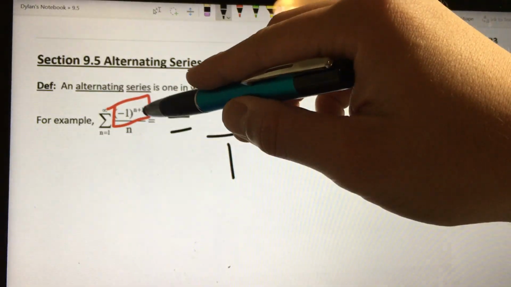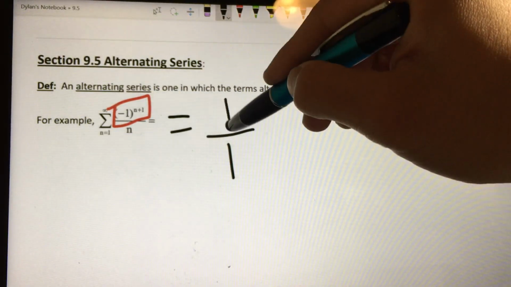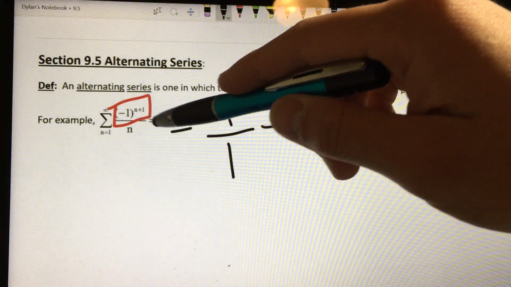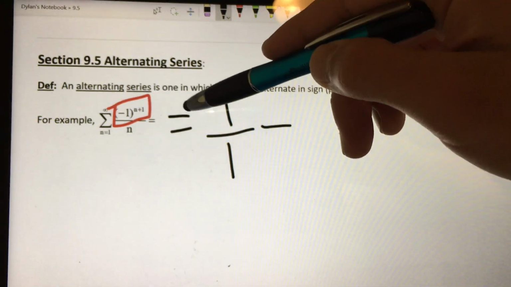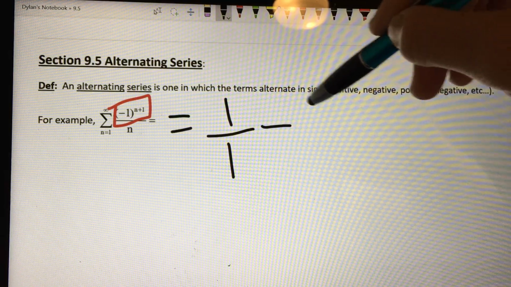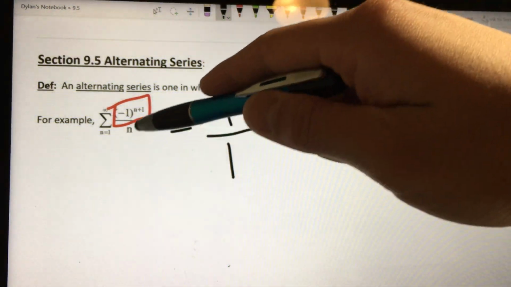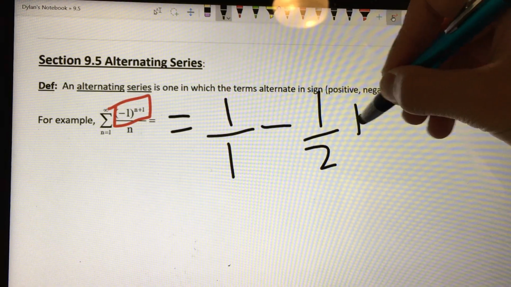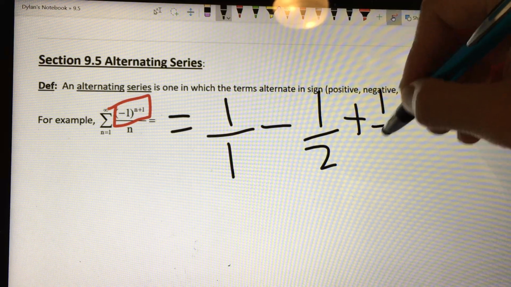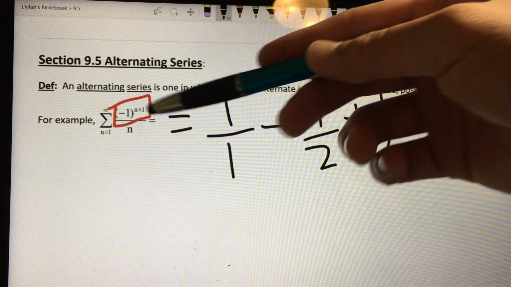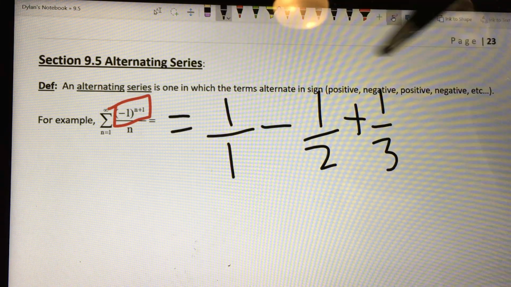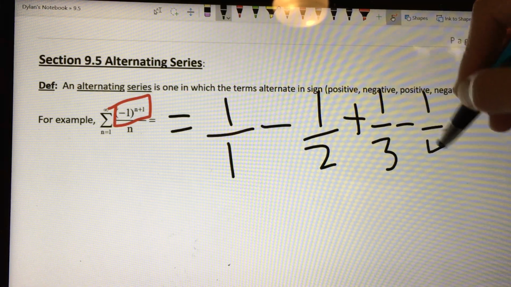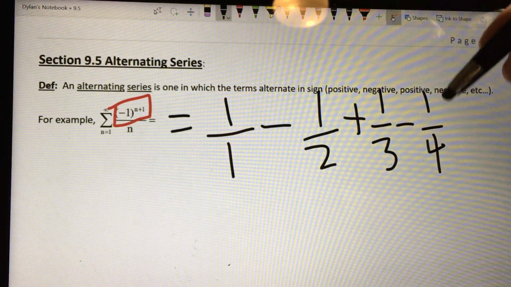We know 1 plus 1 is 2, negative 1 squared is 1, so we'll write it like that. We know it alternates, so we write minus next. Negative 1 to the 2 plus 1 is negative 1 to the 3, which shows minus 1, and our n value is 2 because that's the next one. Then we continue this pattern. Plus 1 over 3, because when n equals 3, 3 plus 1 is 4, and negative 1 to the 4th power is positive 1. The next term is going to be negative 1 over 4. That's what an alternating series is going to technically look like.